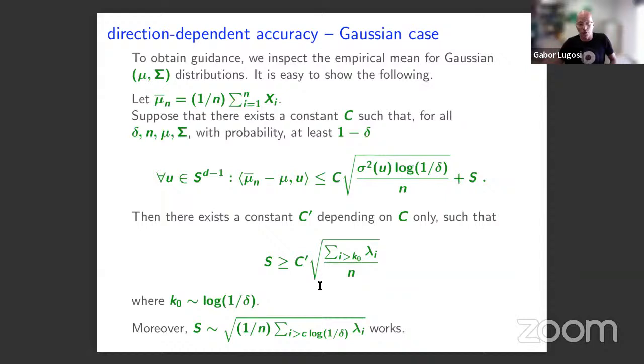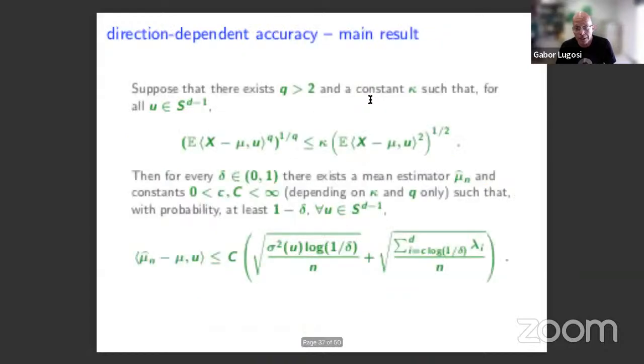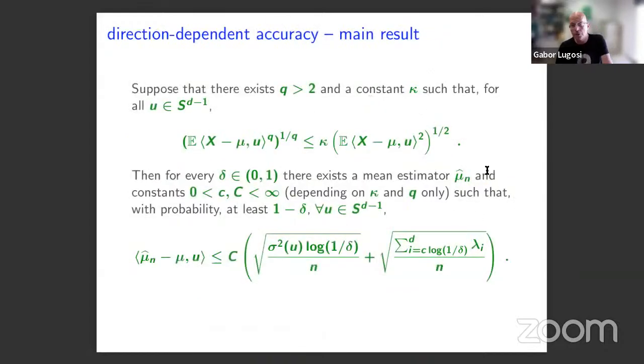We can drop the first log 1 over epsilon eigenvalues, the largest log 1 over epsilon eigenvalues, and we only have to sum the rest. So this is the best one can hope for a Gaussian distribution. And indeed, for Gaussians, the empirical mean achieves this bound.